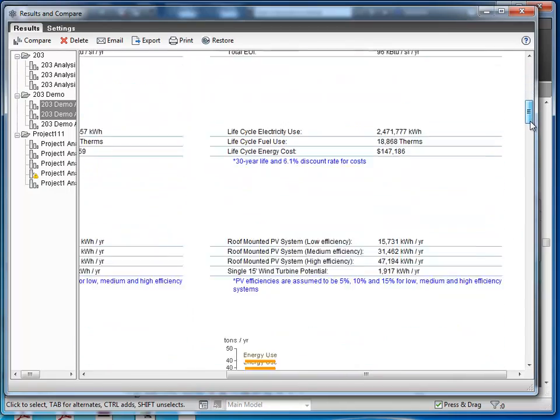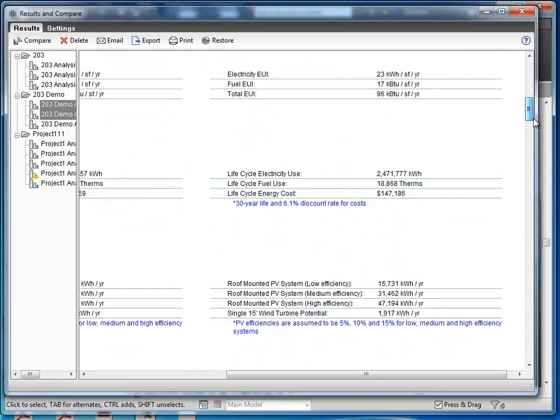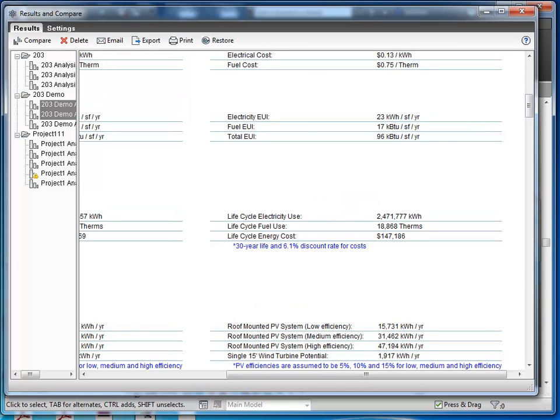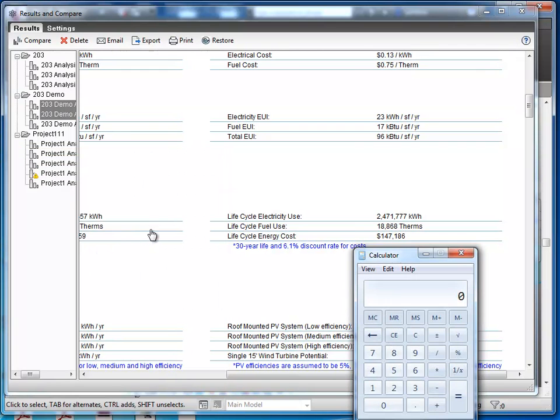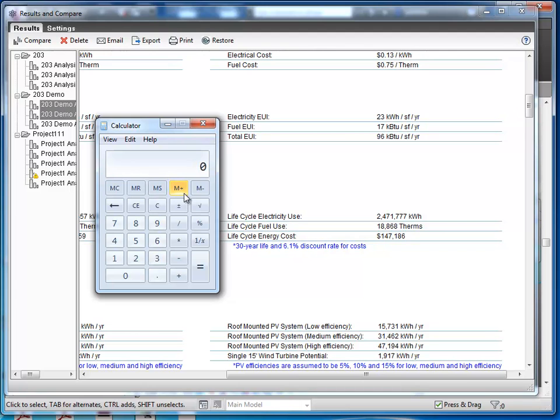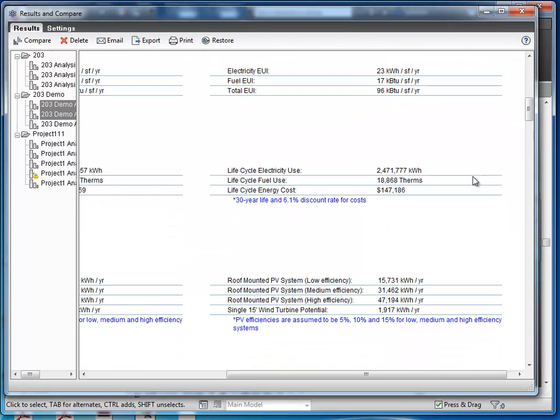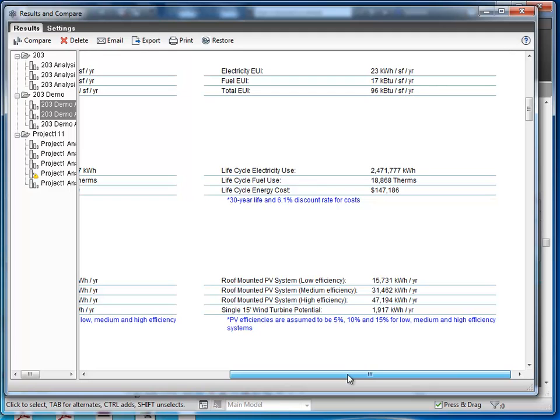Okay, and let's take a look at our life cycle electricity use, which is 2.4 million now. So let's see if our PV system is coming close to supplying enough energy to at least cover the electricity. 2,472,000 divided by 30 is 82,000, still really high. So we're still not quite there. We're at 47,000. So that's still not enough. And this also gives you the wind potential, which, as you can see, is not very high. So I would not suggest using that in this area.